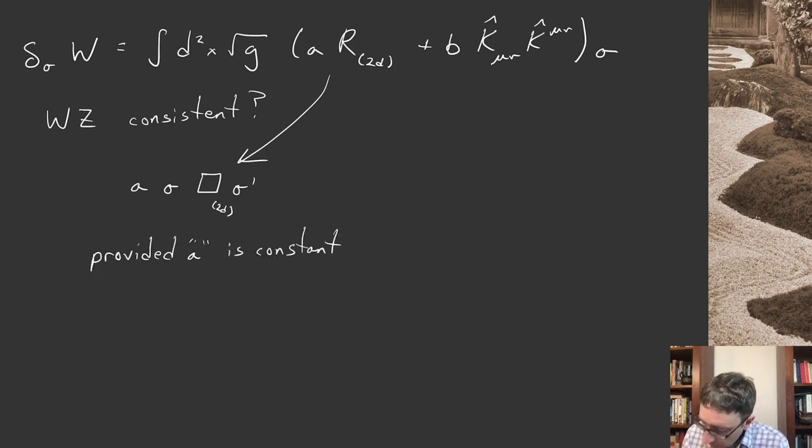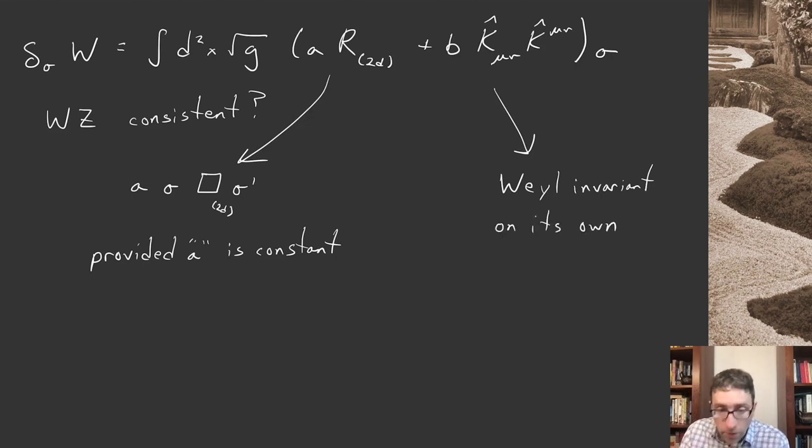Provided A is constant, we can integrate by parts and we can make the sigma and sigma prime appear in a symmetric way. And so the order of operations here, whether we act with sigma or sigma prime first, doesn't matter. And this k hat squared term turns out to be Weyl invariant, or Weyl covariant if you will, on its own. And so it's sort of trivially Wess-Zumino consistent because the second variation just vanishes. And so it doesn't matter whether you symmetrize or not, it just doesn't give you anything.